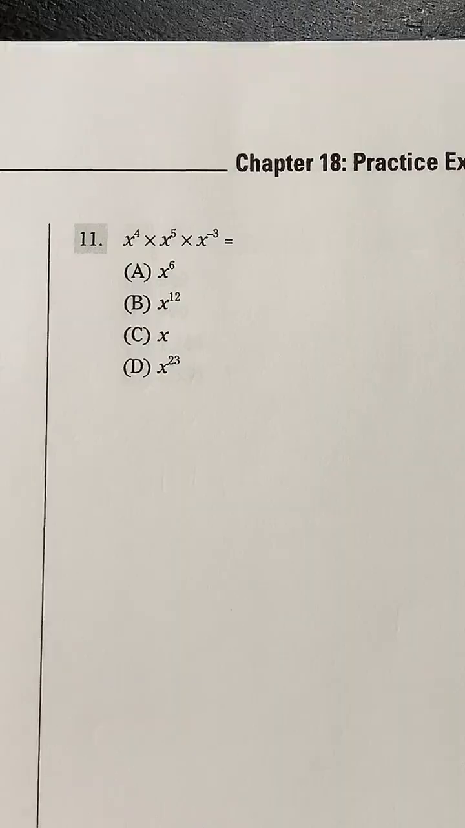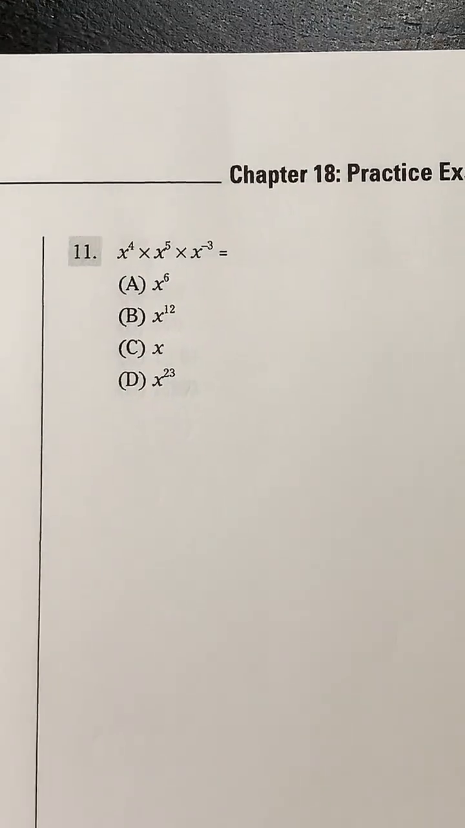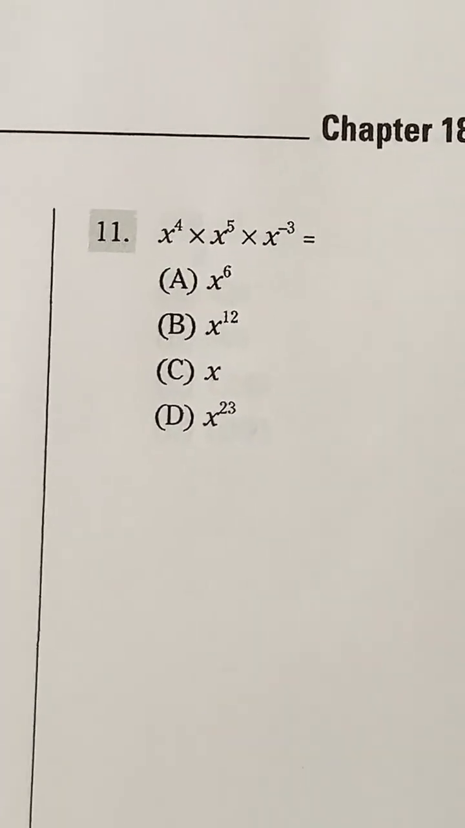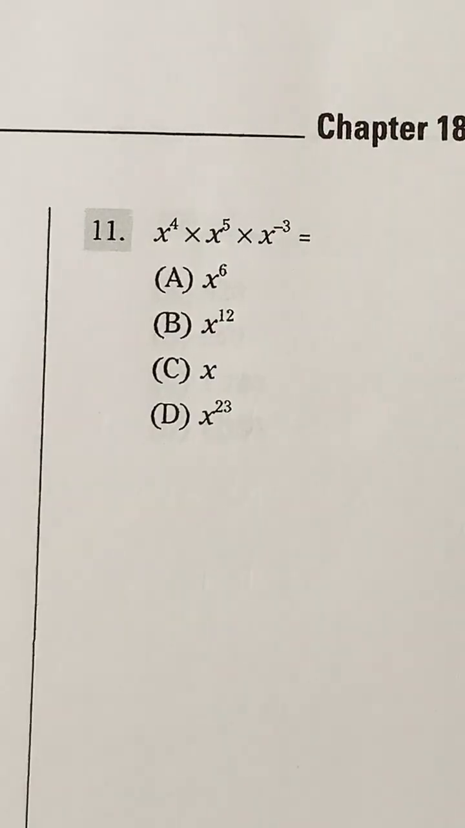All right, number 11. We have x to the 4th. Let me make this a little bit bigger for you guys, because sometimes the print's a bit much. So we have x to the 4th times, I don't know why they use the x's, because it looks very confusing, right? But it's x to the 4th times x to the 5th times x to the negative 3rd. Is my answer A, x to the 6th, B, x to the 12th, C, x, or D, x to the 23rd?